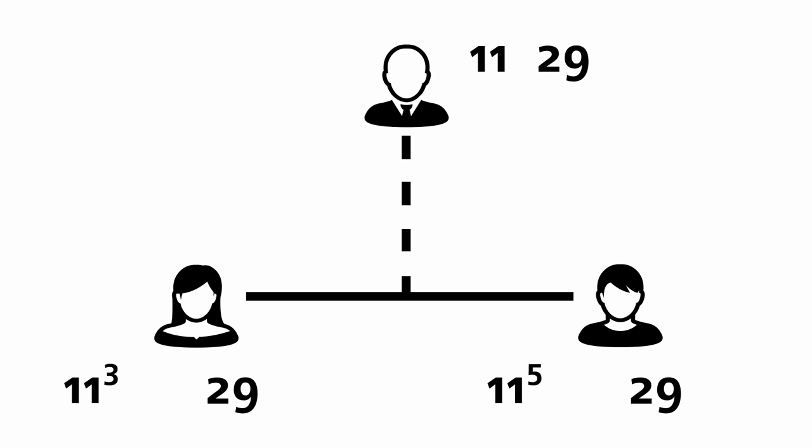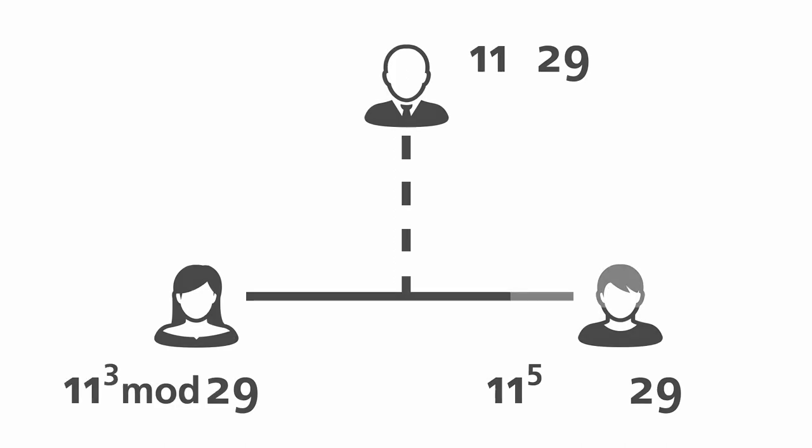Ada then uses modular arithmetic to calculate 11 to the power of 3 mod 29. Modular arithmetic finds the remainder of the number to the left of the word mod when divided by the number to the right of it. So, 10 mod 3 is 1, as 10 divided by 3 leaves a remainder of 1.